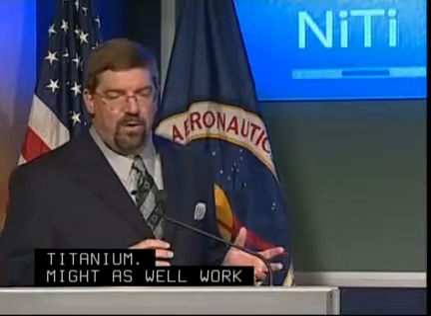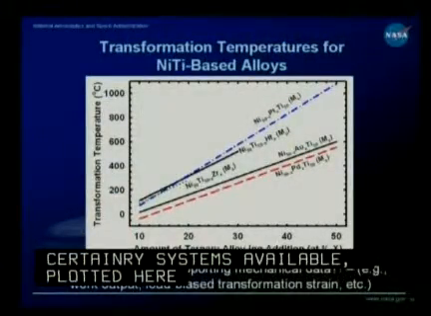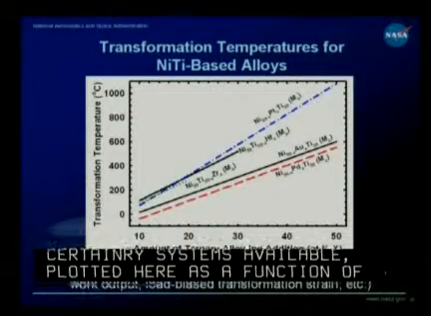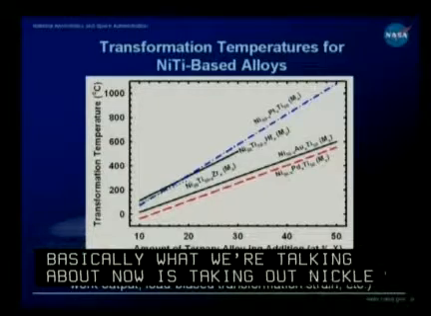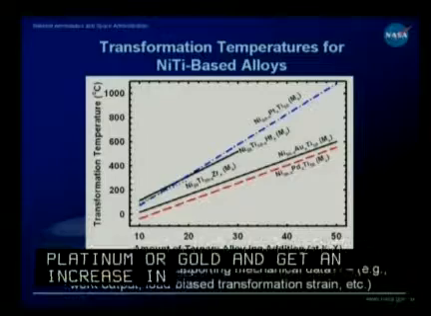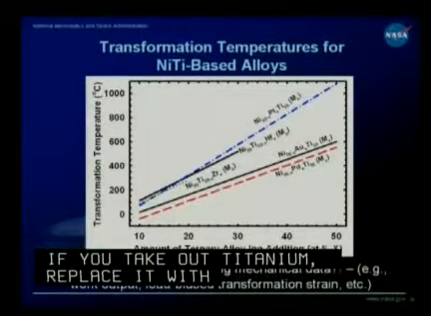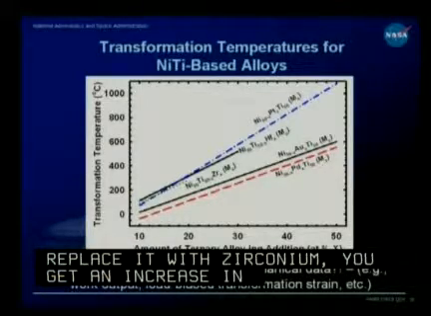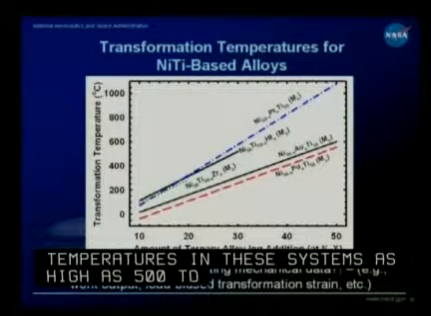If we take now all the nickel titanium systems, the ternary systems that are available, they're plotted here as a function of ternary alloying content. Basically, what we're talking about is taking out nickel and adding either palladium, platinum, or gold, and you'll get an increase in transformation temperature. Or if you take out titanium and replace it with zirconium or hafnium, you'll get an increase in transformation temperature. You can get transformation temperatures in these systems as high as 500 to 1,000 degrees C. So you can have some very high temperature shape memory alloys here.